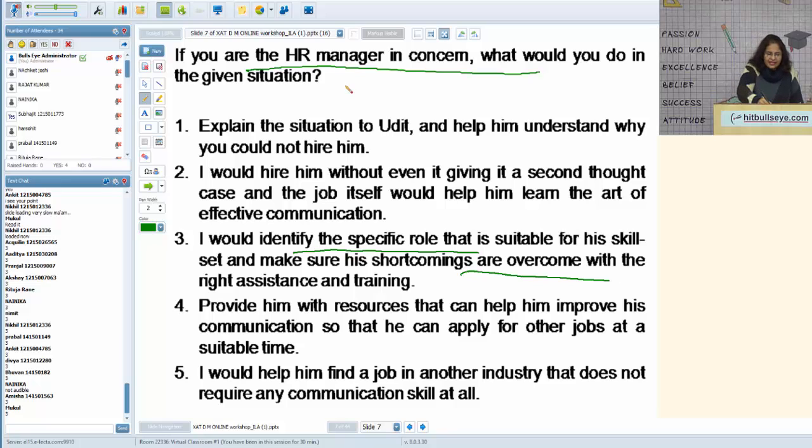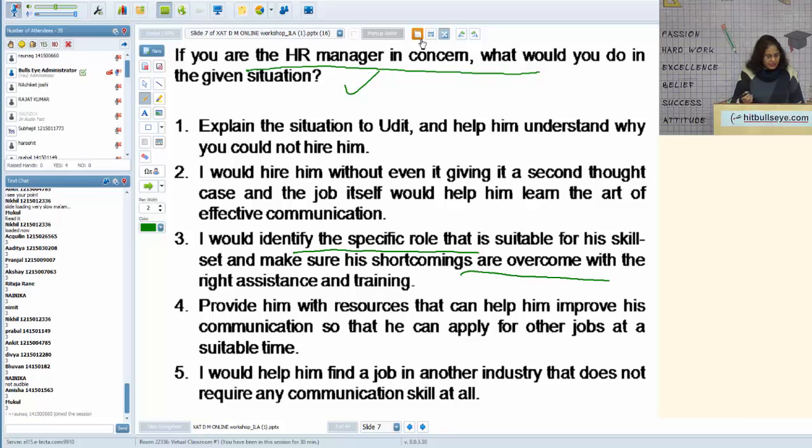First is that this is the HR manager we are talking about, and an HR person has to select the right person for the right role. And he knows that this is good, so he takes Udit, and then he has to train this guy to help him overcome his shortcomings. Great. So third is our correct option.